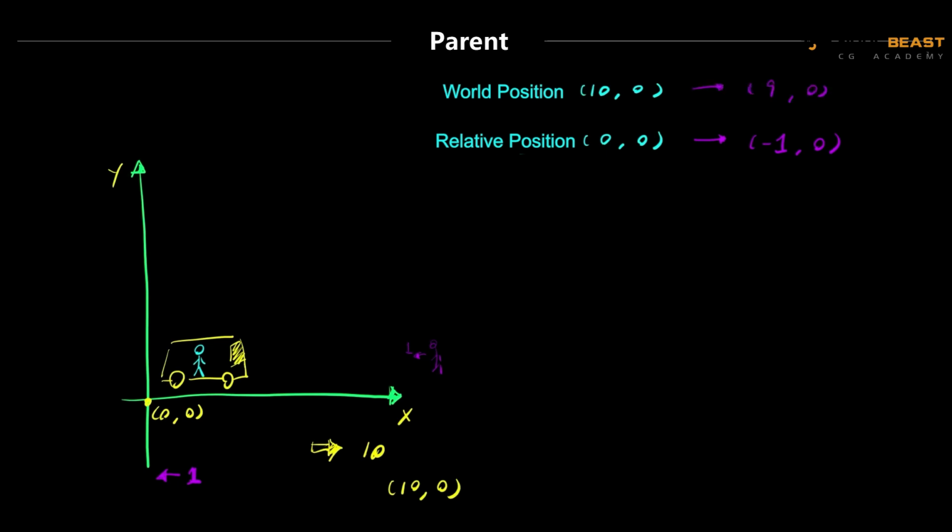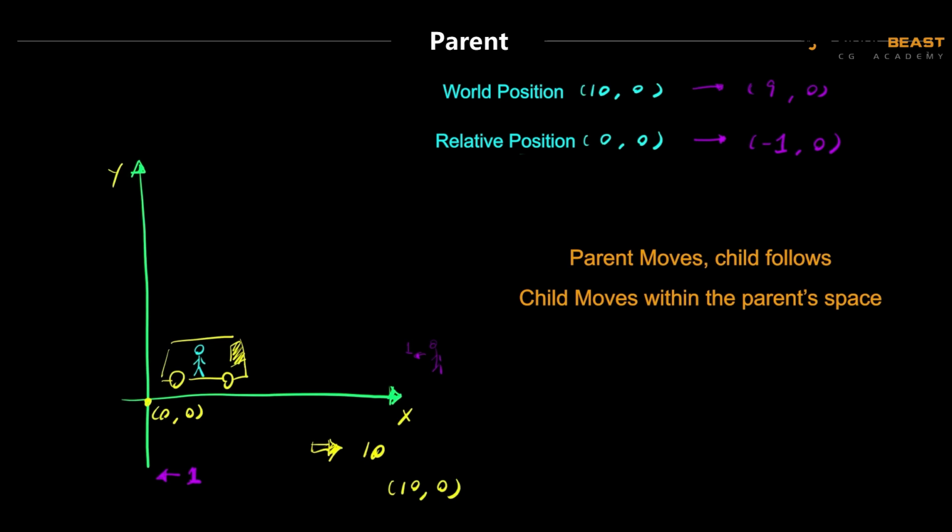This is a very simple example of parent relationship. Here we can say that the car is the parent object of the character, and the character is the child of the car. As we can see, when the car, which is the parent object, moves, the child follows. And when the character moves inside the car, he still has his own relative movement space. That is, the child moves within the parent space. There's one more thing to note here. The parent hierarchy affects not only position, but also rotation and scale.